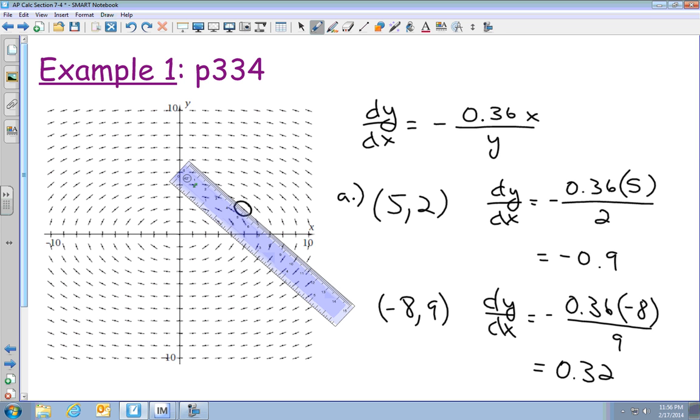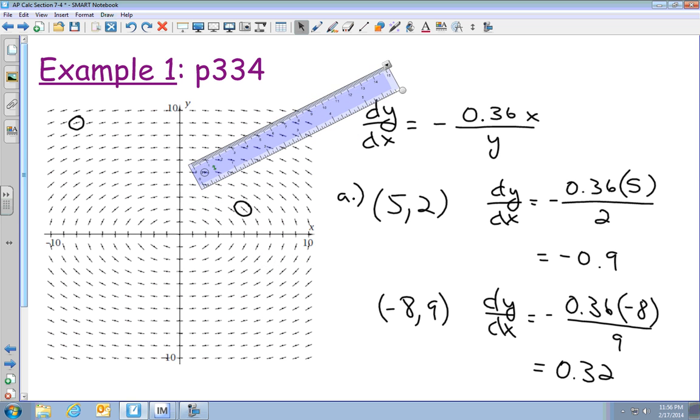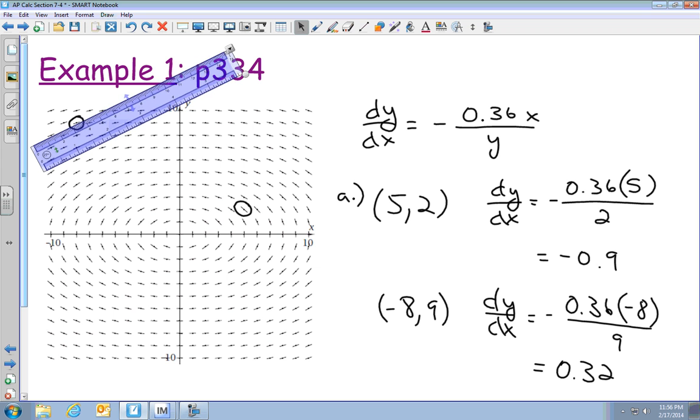So 0.32 is this value. And let's find the point -8, 9. Go back 8 and then up 9. So that's going to be this point right here. And so again, let's change the slope of our ruler here to be about 1/3. Needs to go down a little bit there. Yeah, that's pretty close. We can adjust it just slightly there.